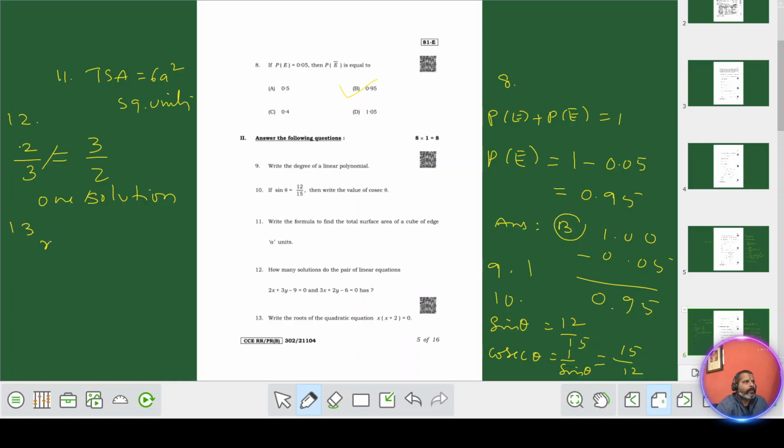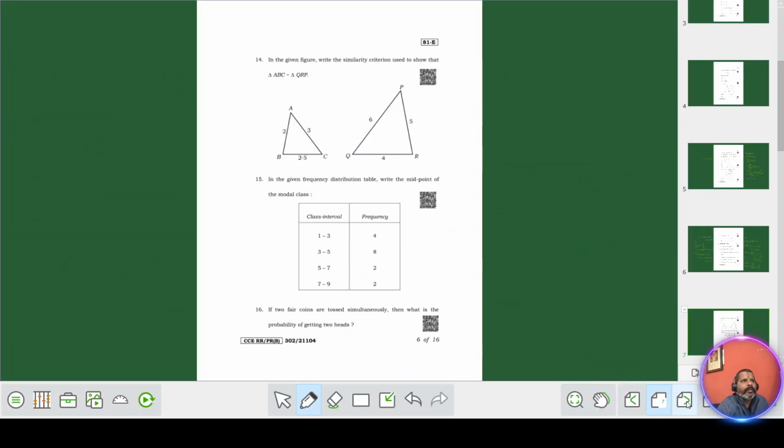Write the roots of the quadratic equation. x into x plus 2 is 0. x is 0, or x plus 2 is 0, so you get x equal to minus 2. Okay. This is again a repeated question. We'll go to the next question, the 14th one. Here the criteria used, it's a repeated question.